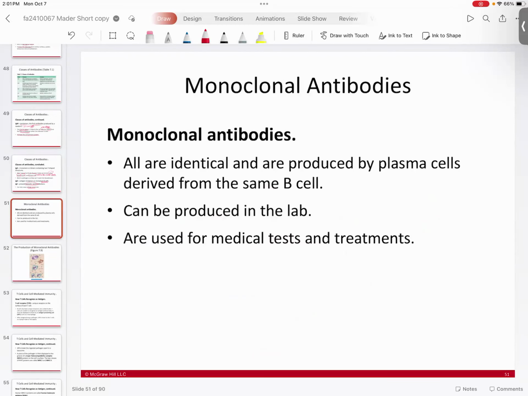So monoclonal antibodies basically are situations where you have antibodies that are identical. They're going to be produced by plasma cells, and they're derived from the same B cell. That's what they mean by the same clone, monoclonal. The same clone of B cells. Generally speaking, we're talking about lab-produced antibodies. And so we usually use these for things like medical tests and treatments and research. So we generate an antibody from a single clone.